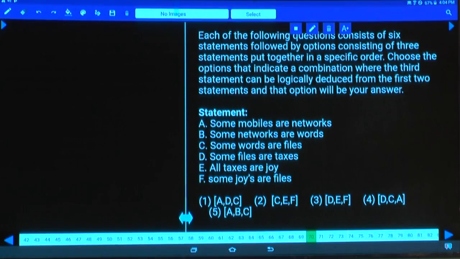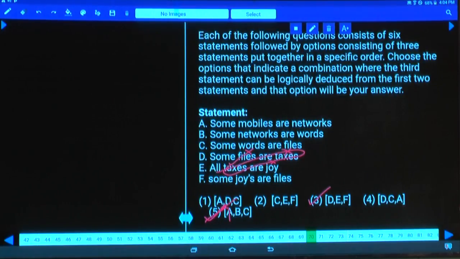Then coming to choice 3, D, E and F. Now in this D, E and F, D is some files are taxes, E is all taxes are join, and F is some joins are files. Now, tax is a middle term distributed, hence some files are join, and some joins are files, definitely true, choice 5. Done with this? Hence, what is your answer here? Choice 3 is the answer. Now, D, E and F, that is choice 3. Now, this is about question number 66 to 70.